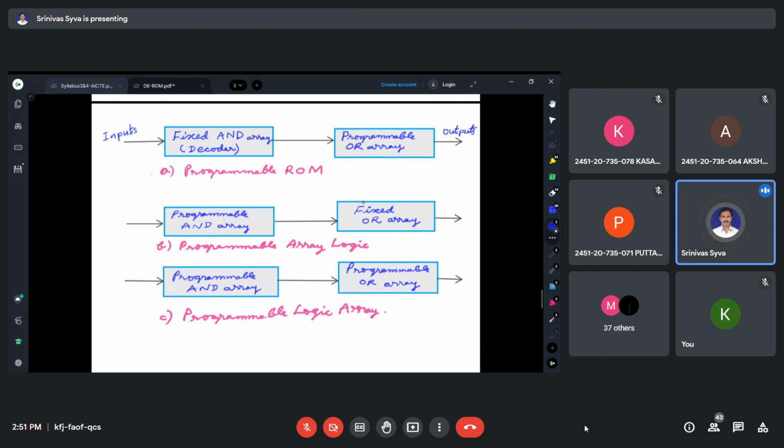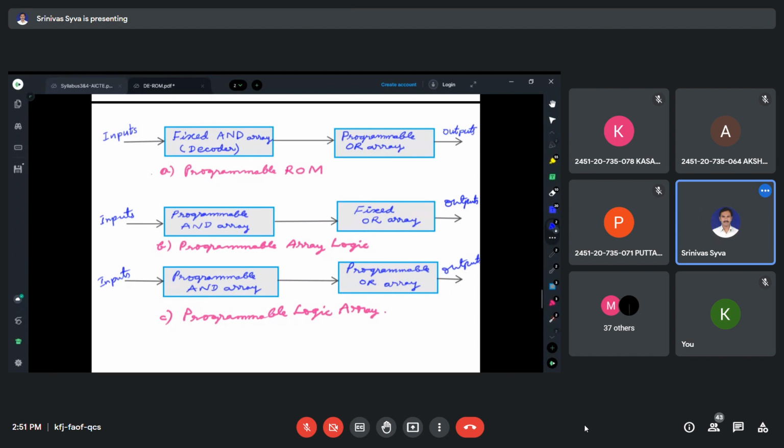Both AND and OR gates are programmable here. So this is a programmable logic array, right? Here these are the inputs. These are the outputs. Now let us consider one example.